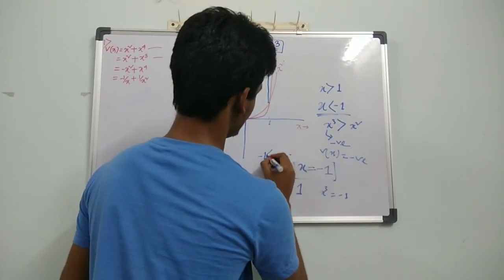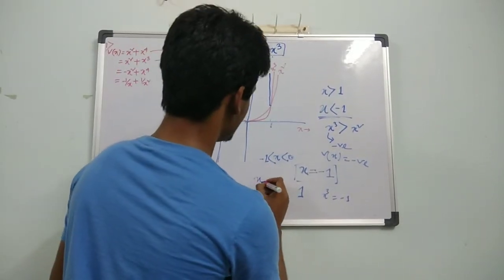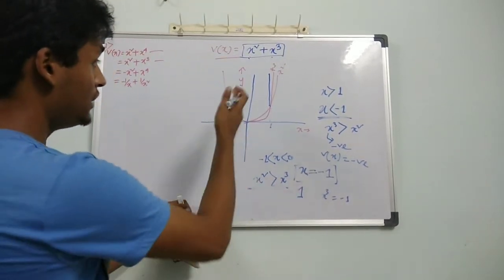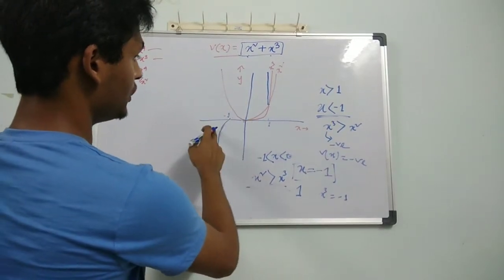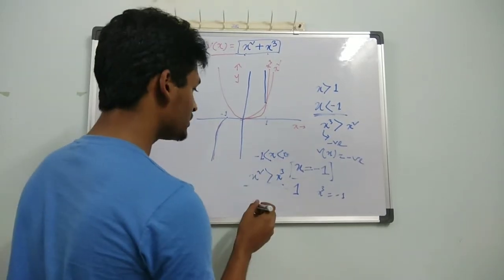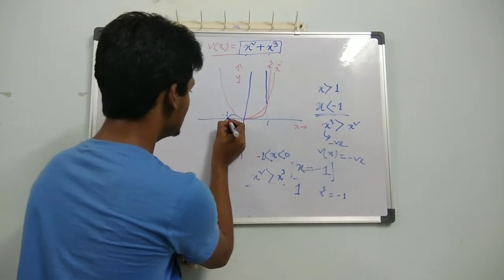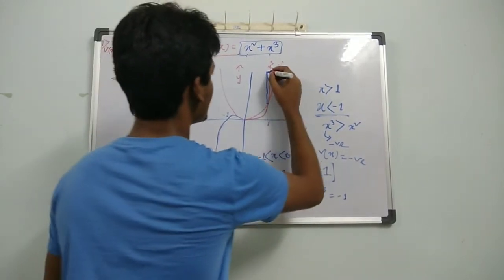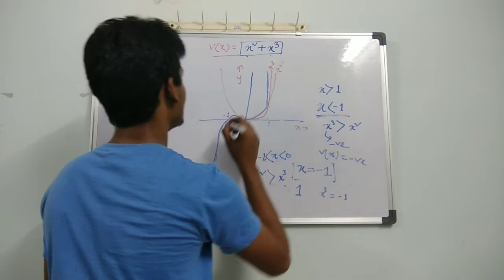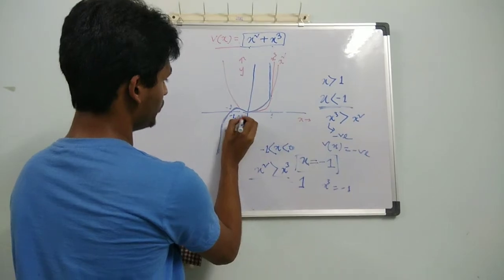Like minus 1 greater than x greater than 0. What will happen? In this part, x square is greater than x cube. In this part, from 0 to minus 1, x square will dominate over x cube. So the function will give you a positive result, and the function will follow the x square curve. So the function will be like this. My total function will be greater than x square and x cube itself, and it will come like this, and like this. This is your minus 1, 0 point.